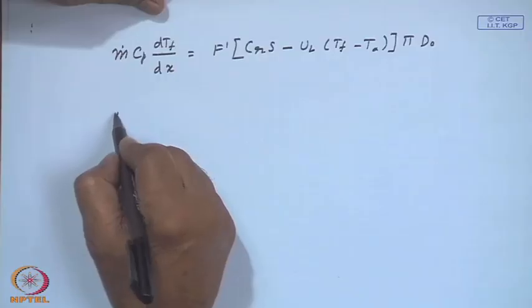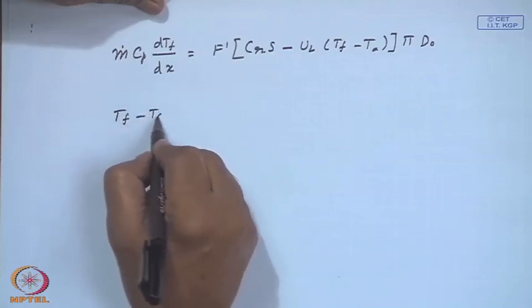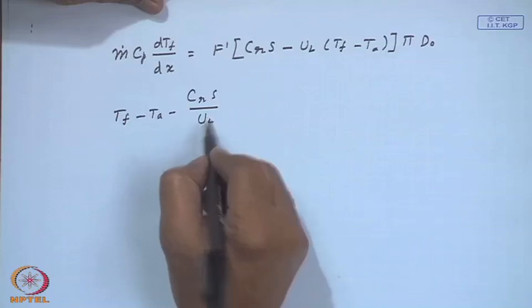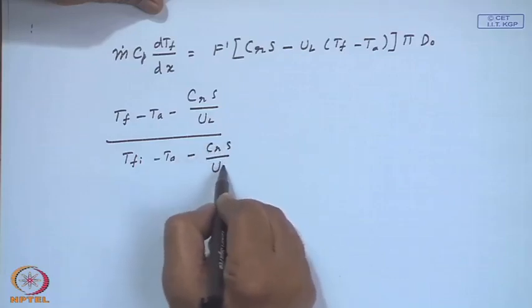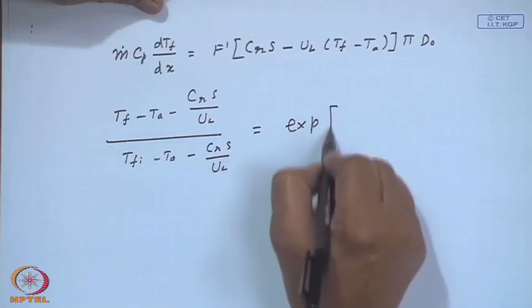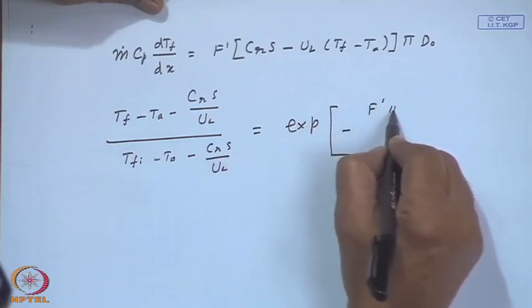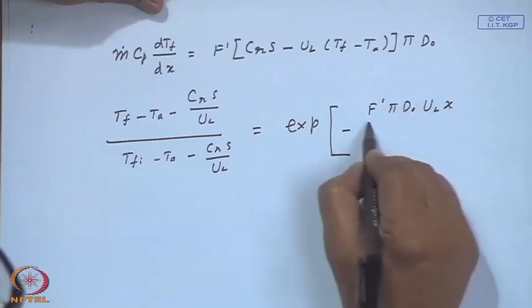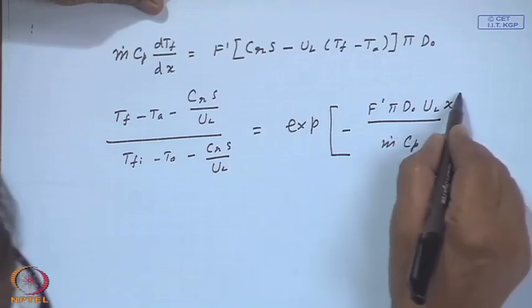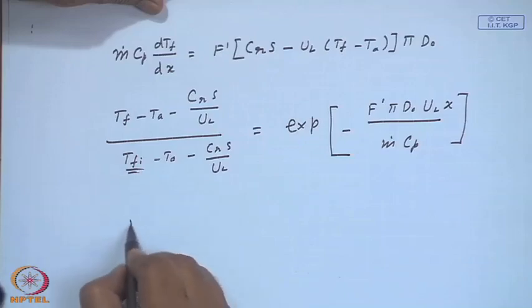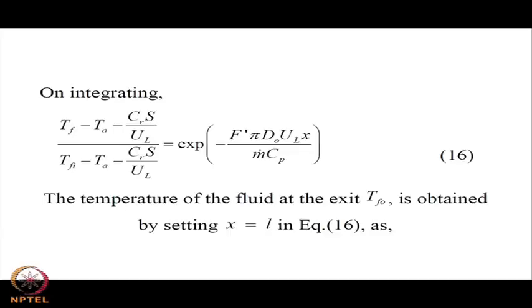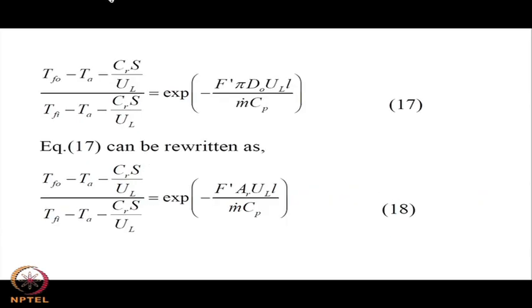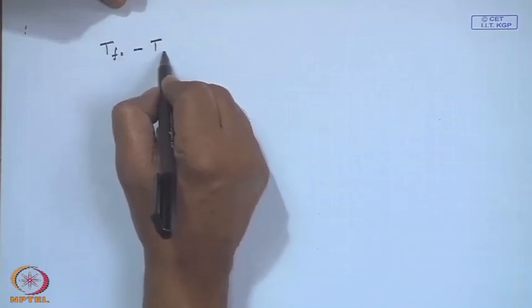So, if you integrate this equation exactly like we have done for the flat plate collectors, with the initial condition T f equal to T f i at x equal to 0, you can get the exit temperature T f o by setting x equal to L.